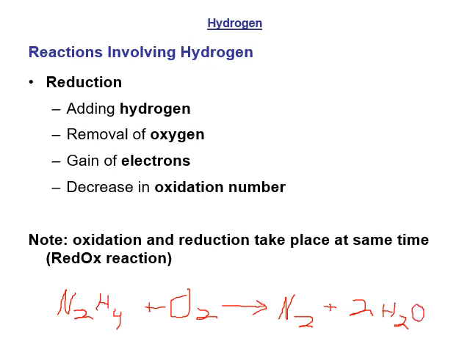So what happened here? Well, the hydrogen from the hydrazine came off and attached to the oxygen. The hydrazine lost hydrogens, so that got oxidized. The oxygen gained hydrogens, so that got reduced. This got oxidized because it lost hydrogen. This got reduced because it gained hydrogen. That's what a redox reaction is. So anytime oxidation takes place, reduction will also take place.